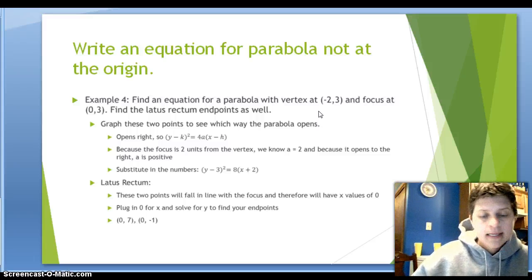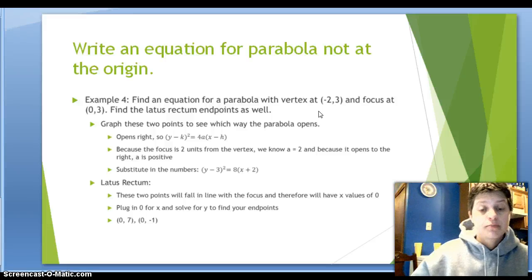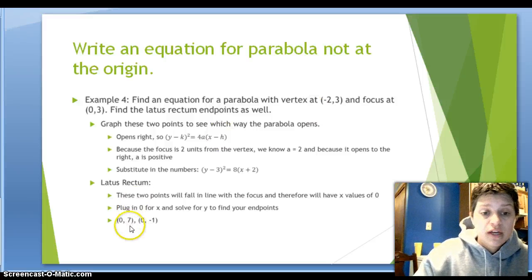Square root both sides, and y minus 3 equals plus or minus 4. That's how you get 7 and negative 1 for your y values. And of course, for the x values, you plug in 0. So that's how we would get the endpoints for your latus rectum.